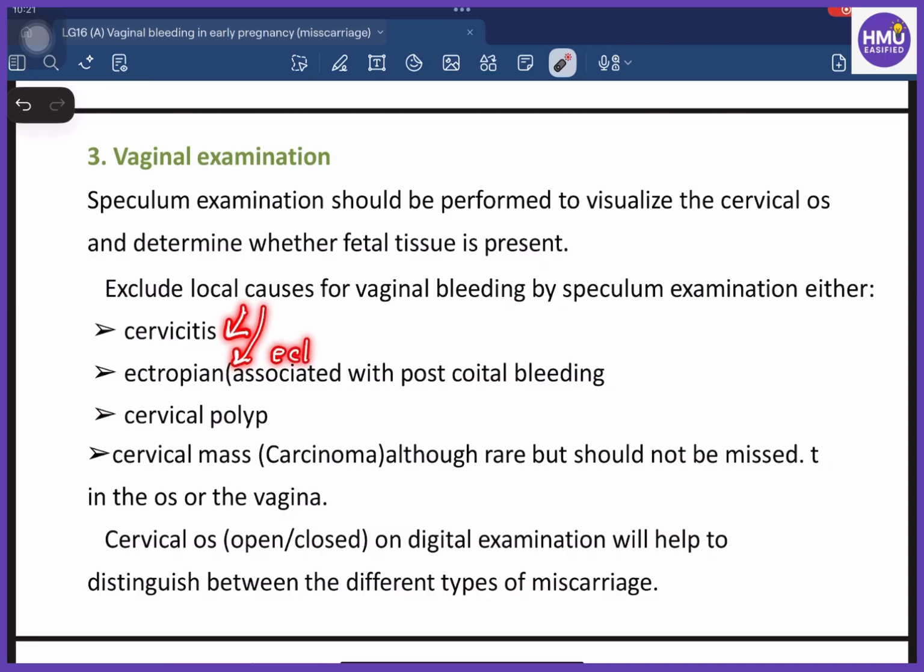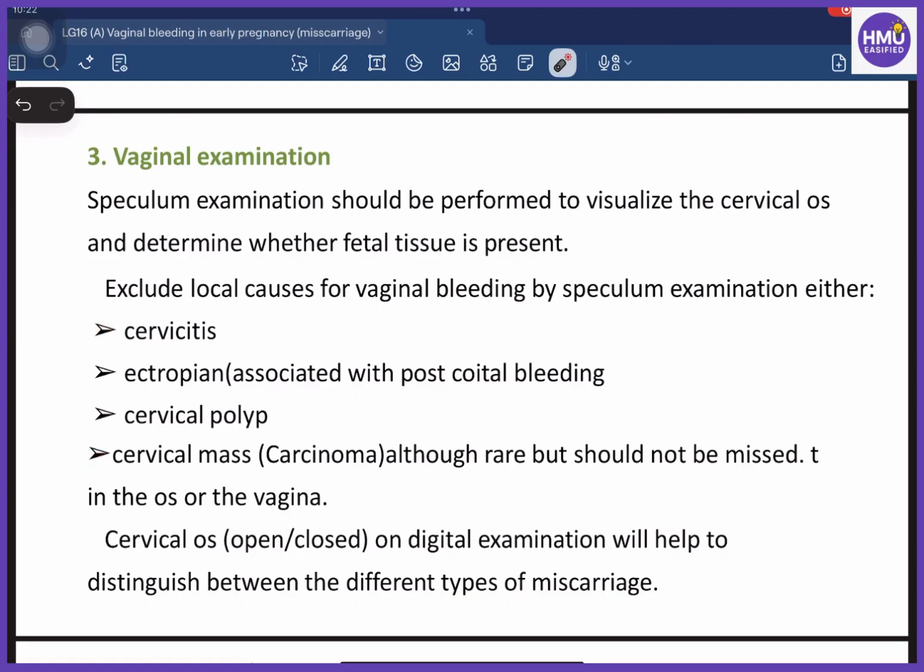It's, I think, ectropy, where the endocervix extends into the ectocervix, and we know the endocervix is very liable to bleeding. So they may present with post-coital bleeding, like after sexual intercourse, they will experience bleeding. Or a cervical polyp could be causing this bleeding, or a cervical mass, carcinoma, or dysplasia, although rare, should not be missed. So on vaginal examination, if the bleeding has no relation to pregnancy, it could be because of these local causes.